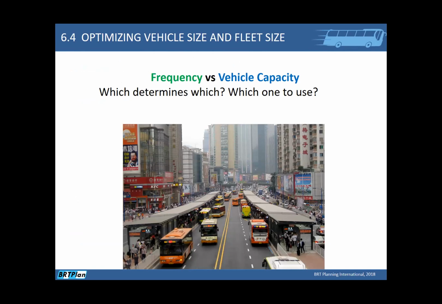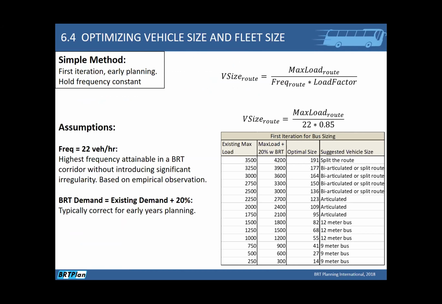So which determines which? The frequency, you want high frequency for better service, or the vehicle capacity. You want to use a bigger vehicle to save money. Well, the simple method that we're recommending in the new version of the guide is to start with an optimal frequency. And we call the optimal frequency 22 vehicles per hour.